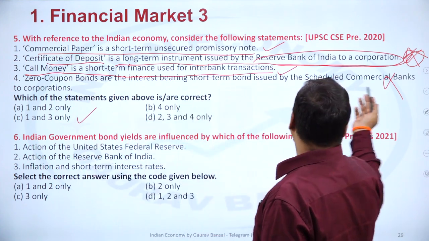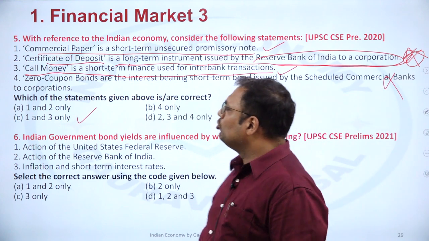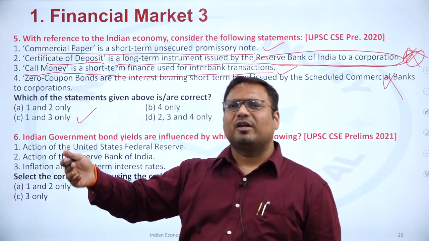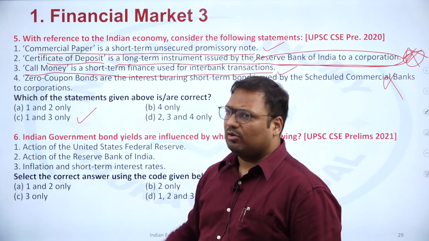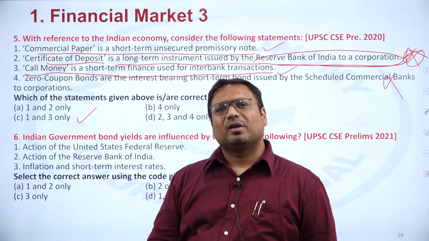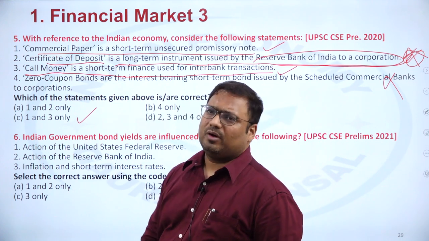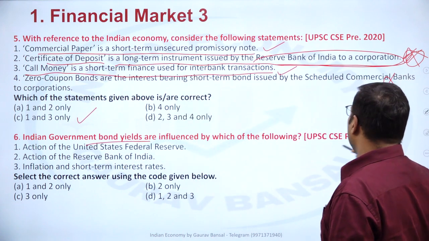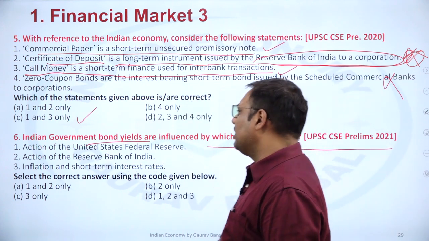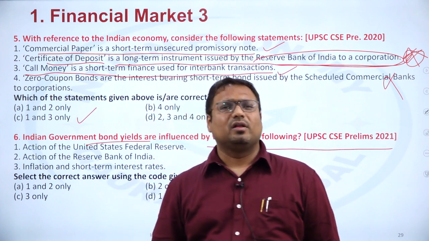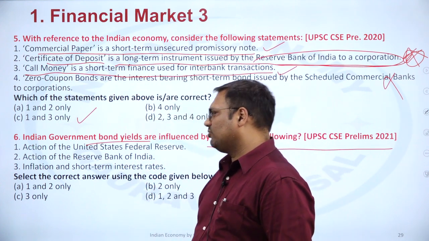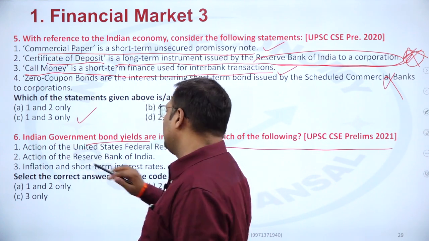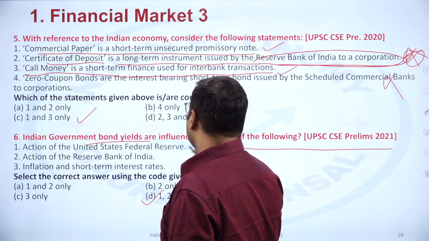The zero coupon statement was wrong. Only government issues zero coupon bonds. Or some NGOs can issue zero coupon, zero principal bonds. Some corporates may also issue, but generally it is the government. Six, Indian government bond yields are influenced by which of the following? Now, bond yield is a very technical topic, which is already covered in the session on bonds. Kindly watch that session for this particular question. This question is also specifically covered there. There, the answer is D, 1, 2 and 3.